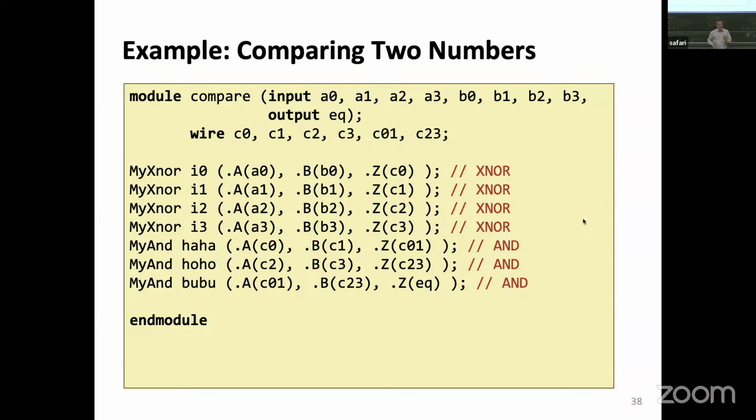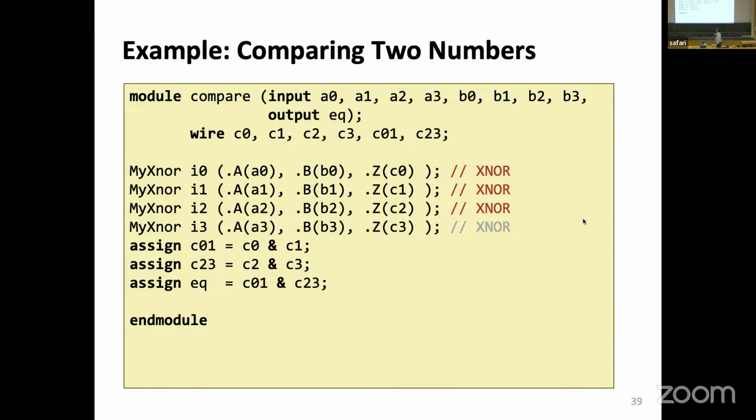Now, how can we make life a little bit easier? First of all, these AND things. Instead of making an instantiation and having a separate module, all we do is the AND. So I can actually do the AND here. I can say C01 is C0 and C1, C2,3 is C2 and C3, and then the equal is the AND of all of it. There's no need to instantiate a module and have something inside that module. We can do it because we like writing stuff, but this is too simple to be instantiated. Yes, question?